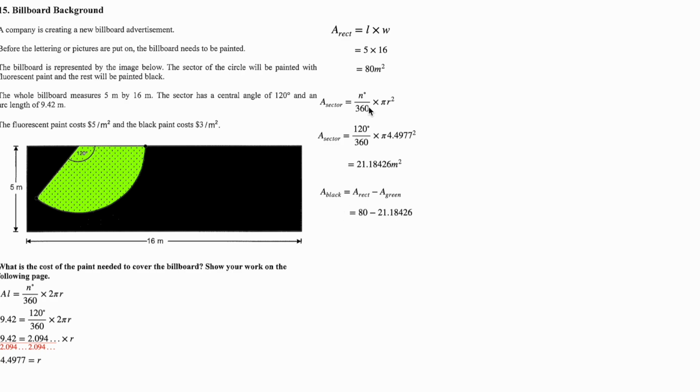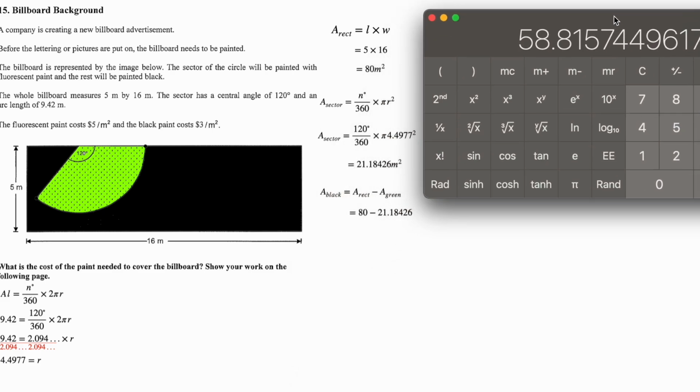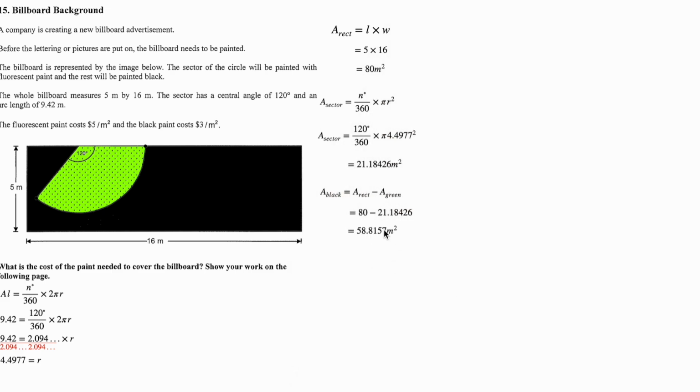The area of the rectangle is 80. Take away the area of the fluorescent, 21.18426. 80 take away that number is 58.81574. I'm rounding it to 58.8157 meters squared. For the black paint, it costs $3 per 1 meter squared. We don't know the cost, but we know how many meters squared we have of the black, 58.8157. We set up a proportion: $3 to 1 meter squared is X dollars to 58.8157 meters squared.